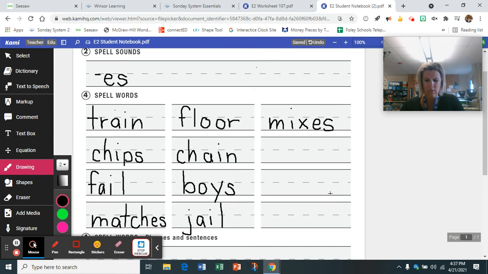Next word. Sight word. No touch spell. Where. Like, where are you going? Right. Where. Let's check our spelling. W-H-E-R-E.